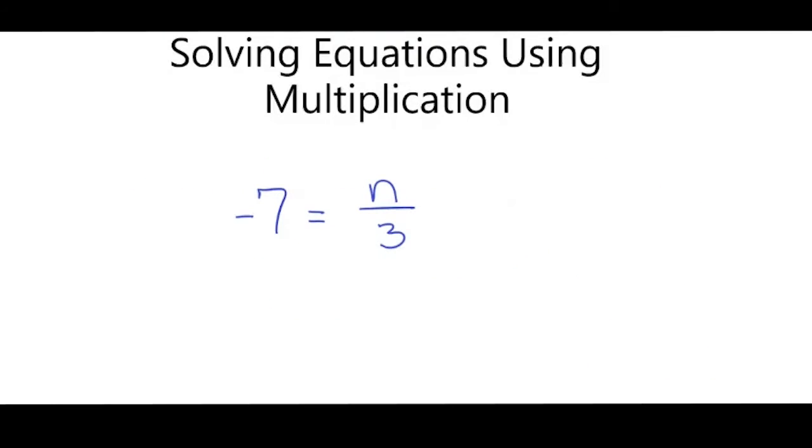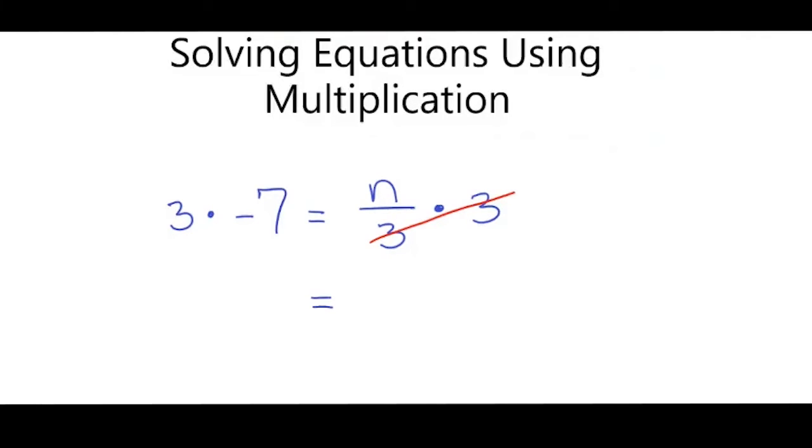So here I have -7 equals n divided by 3. Well, I need to undo the division to solve for n. So I'm going to multiply both sides of this equation, always by the bottom number of the fraction. So I'll multiply both sides by 3. What that does is it'll cancel out the 3's.